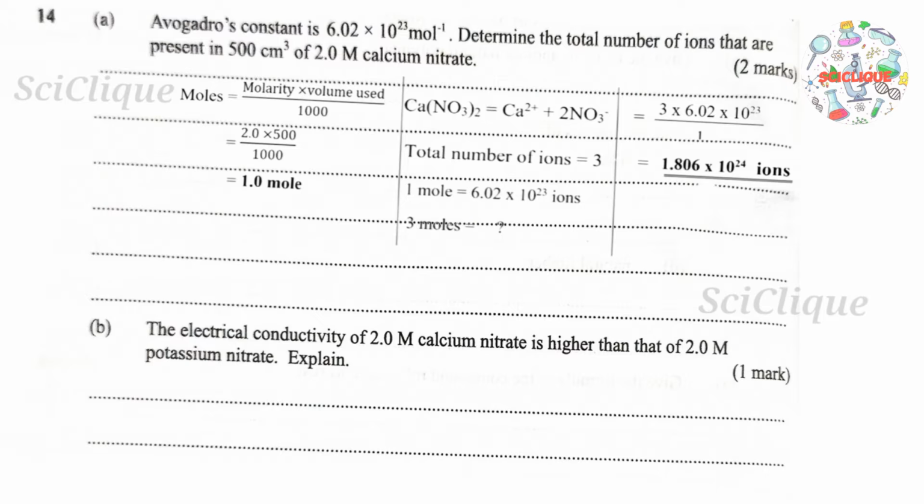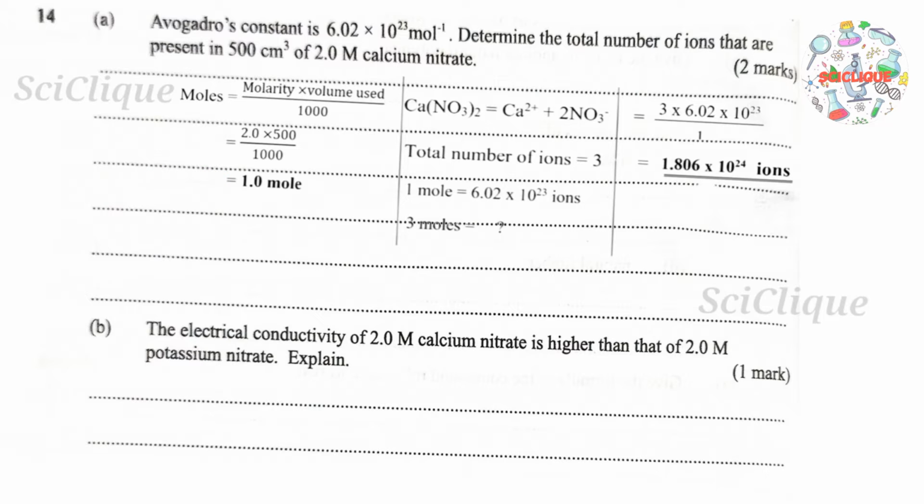So step number 1, finding the number of moles of calcium nitrate. We are going to use the following formula: molarity multiplied by volume over 1000. We already have the molarity, which is 2, and the volume is 500 cubic centimeters, over 1000 gives us 1 mole. Our next step is determining the number of ions.